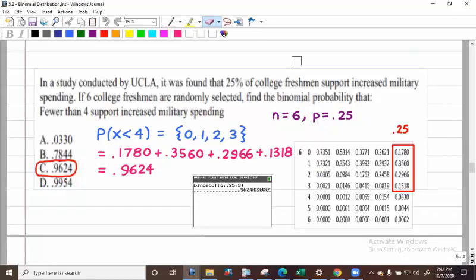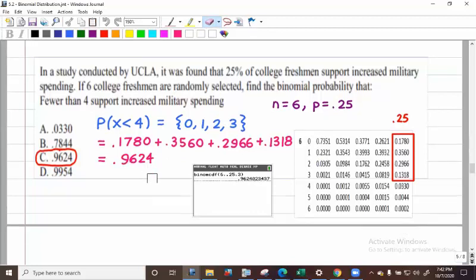So once again, fewer than 4 is the same thing as less than 4, so we don't include 4. So less than 4 means 0, 1, 2, 3. And I won't go to the other table, just to save time, I'll go right here. And I just labeled it for you, that's the 0.25 column. And then there's 0, 1, 2, 3 for the X's. There are those 4 numbers. Add them up. It's 0.9624.